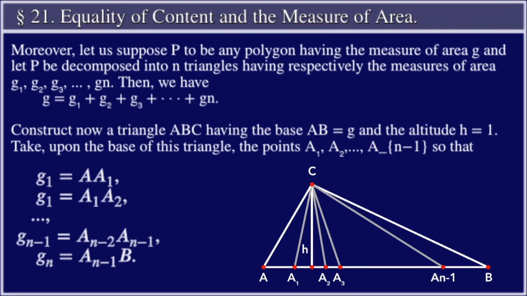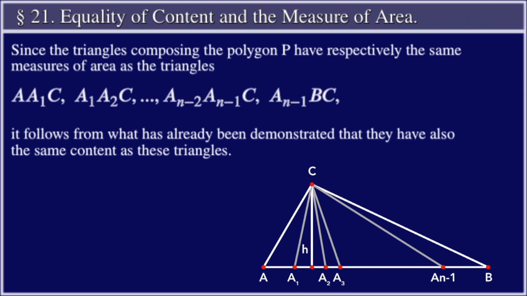Moreover, let us suppose P to be any polygon having the measure of area G, and let P be decomposed into n triangles having respectively the measures of area G1, G2, G3, and so on through Gn. Then we have G is equal to G1 plus G2 plus G3 plus ... plus Gn. Construct now a triangle ABC having the base AB equals G and the altitude H equals 1.